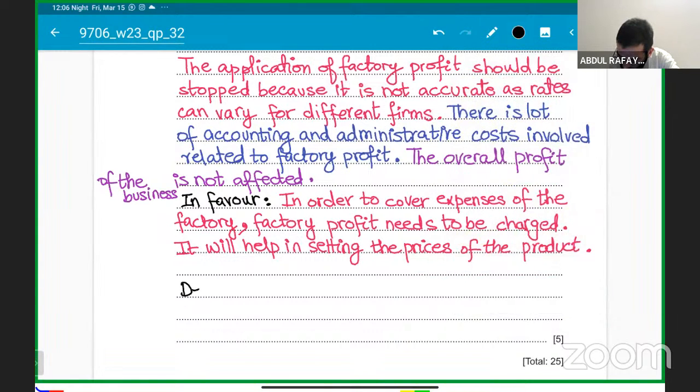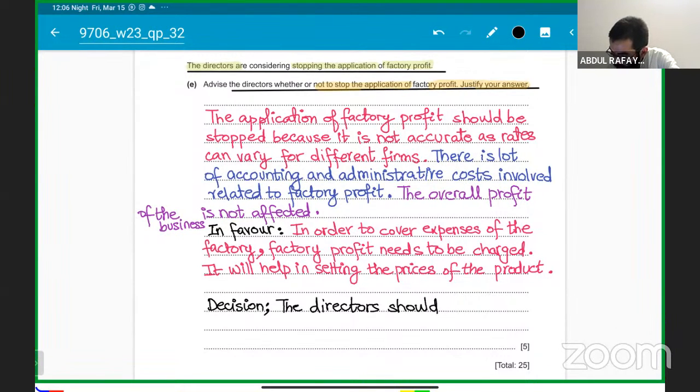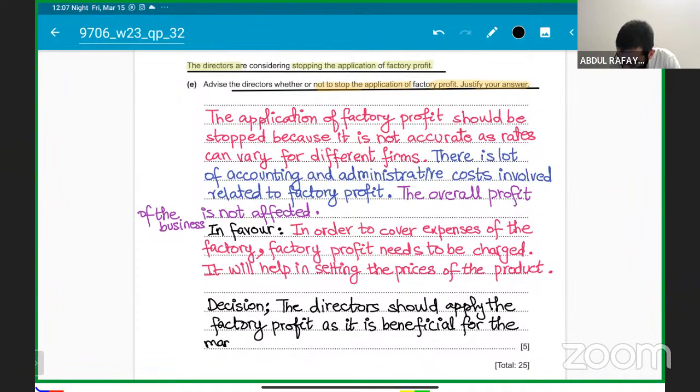And then 1 mark is for your decision, students. You agree, so make sure write a good point. Because I believe के factory profit charge होना बहुत ज़रूरी है, so I can completely say that the directors should adopt it because it will help. You don't have to write the word decision, okay? The directors should apply the factory profit for their benefit, and you can complete the line by saying as it is beneficial for the manufacturing businesses. Okay, तो आप ये भी point लिख सकते हैं. Getting it, guys? Clear with me?